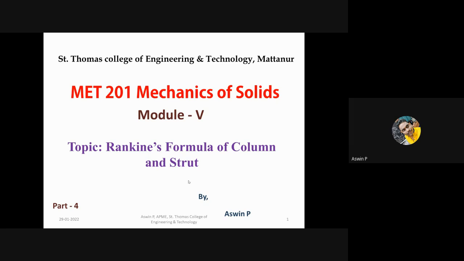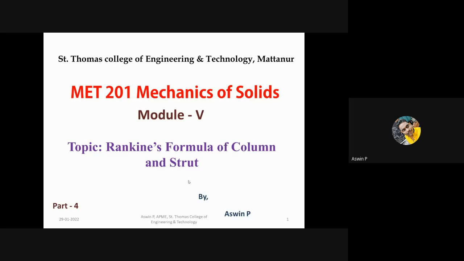Good morning, all. As we have already started our fifth module, we have discussed a lot about column and strut in this module. We have discussed the fundamentals of column and the difference between column and strut. And also we have derived an equation, Euler's equation, for solving long column. But we have to solve equations for short column. For that, we need to derive another equation which is known as Rankine formula for columns and strut.